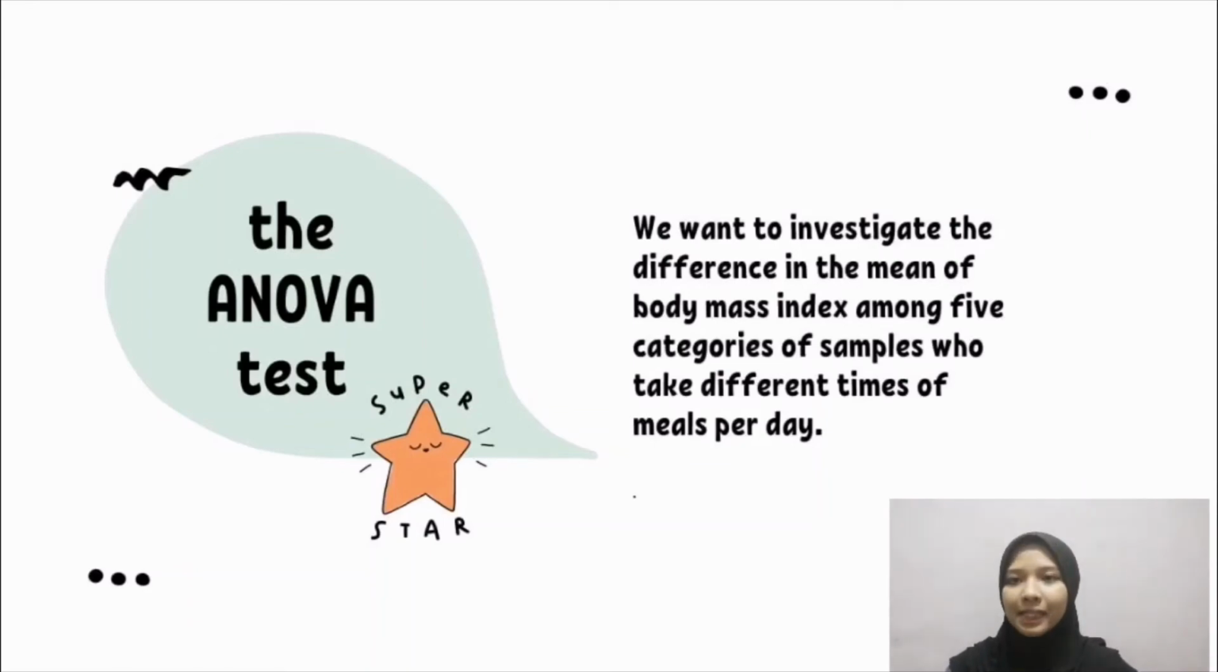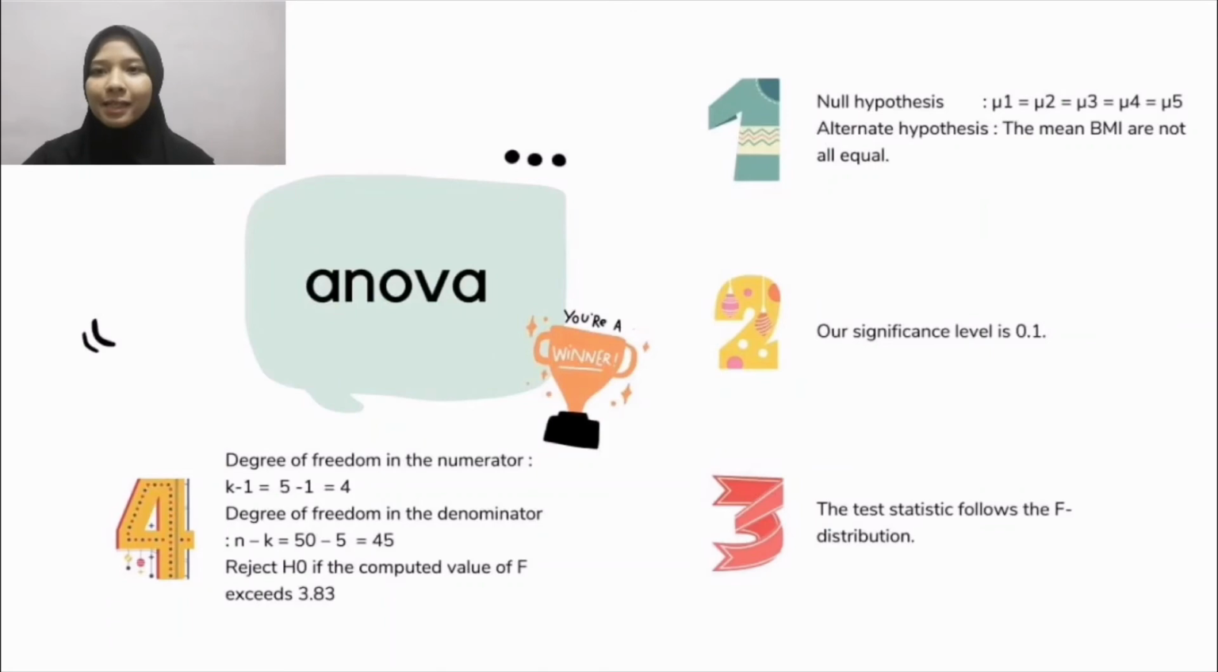Next, we want to investigate the difference in the mean of body mass index among 5 categories of samples who take different times of meals per day. The categories are the people who take 1 time meal per day, 2 times, 3 times, 4 times, and 5 times. So, to conduct this hypothesis test, we decided to use an ANOVA test. We choose this test because we want to investigate 3 or more samples. To run this hypothesis test, we need to do 6 steps.